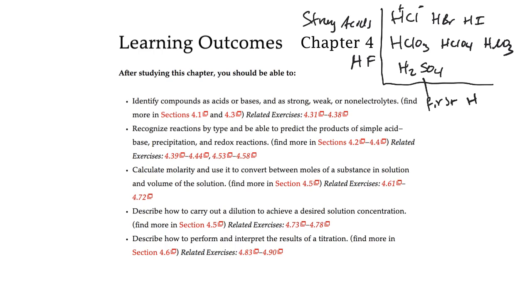the solution. HF is weak. It only partially dissociates to H plus and to F minus. So this would be a weak acid. All of our other acids that we learned how to name would be weak acids and hence weak electrolytes.